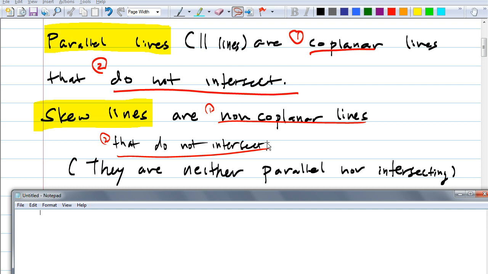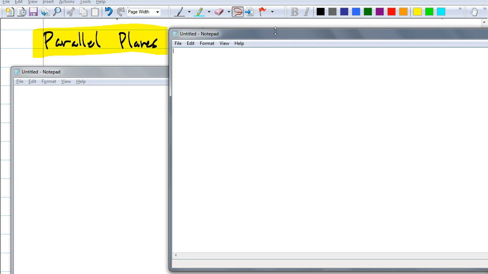There are a couple more definitions we need to know, but these definitions are pretty straightforward. Here's our next word that we need to understand: parallel planes. How do you think we're going to define parallel planes? Leah, any idea? What do you think parallel planes are?